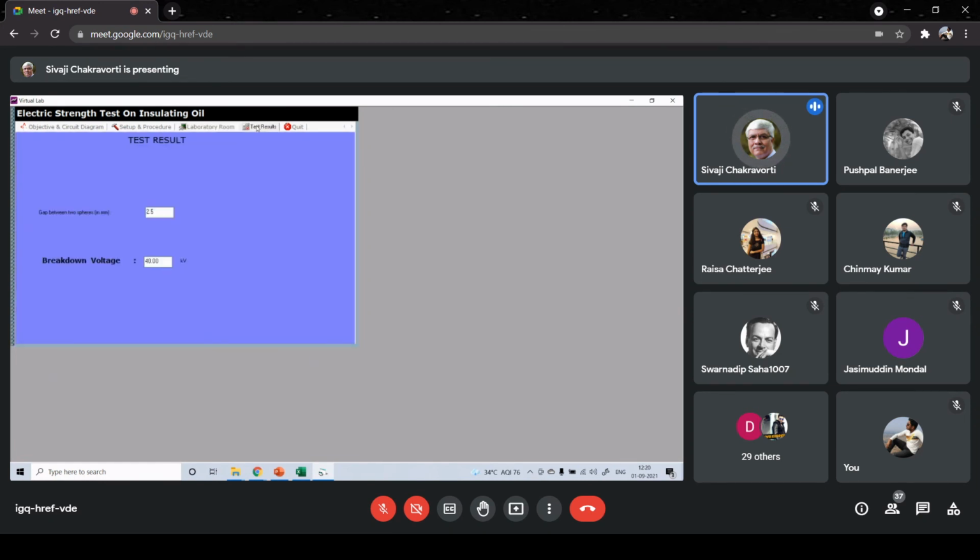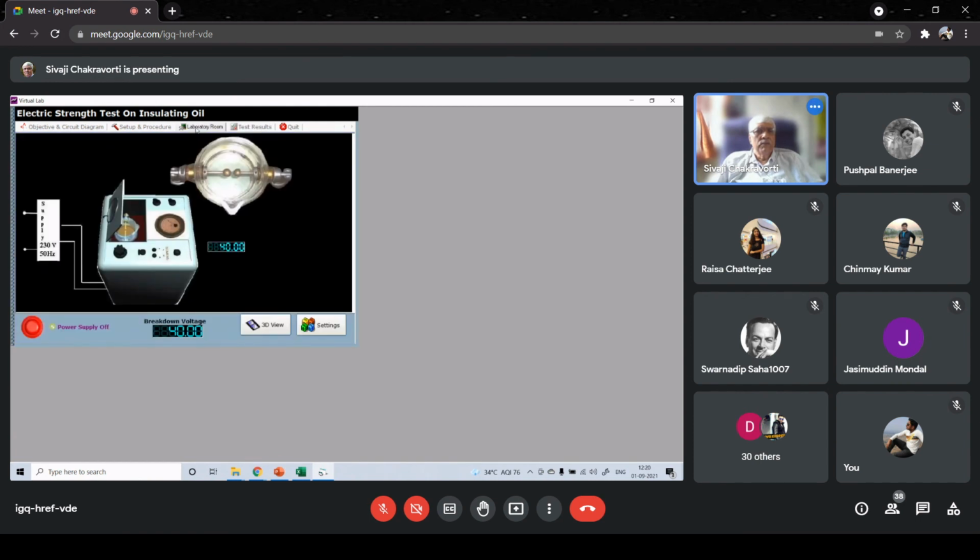Then we can go to the test result section, and we can see that for a gap of 2.5, breakdown voltage 40. So we can go back to this laboratory room. Then again I switch on. Now the voltage is 0. So again I move my mouse gradually. I can get another reading, and then I can see what is the test result. So this is how this virtual demo has been prepared through a virtual laboratory type of software.